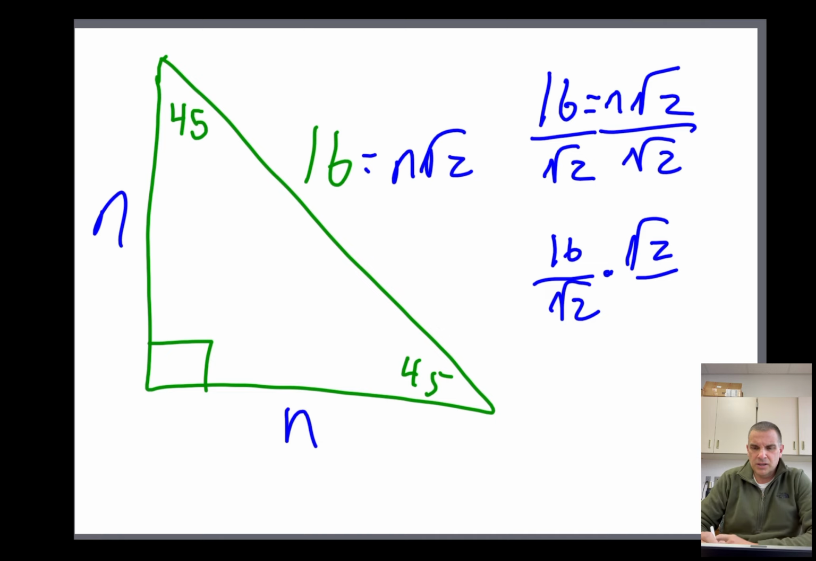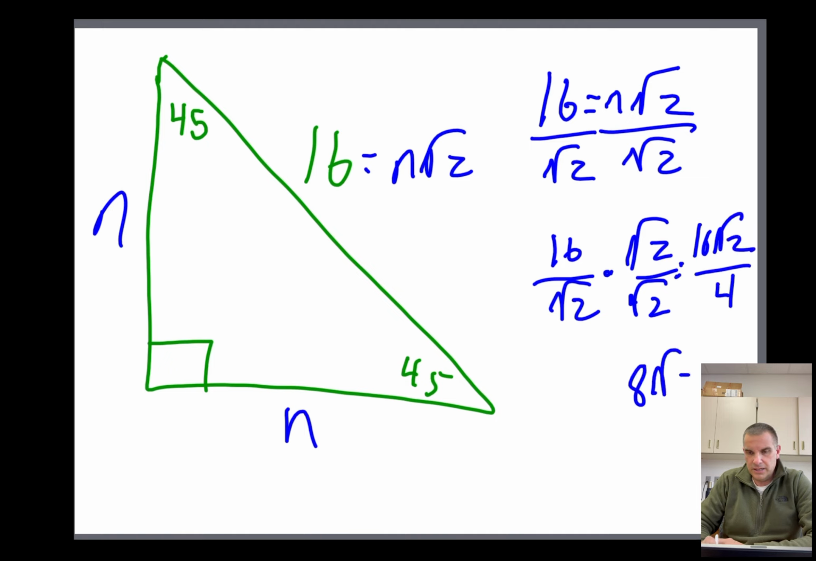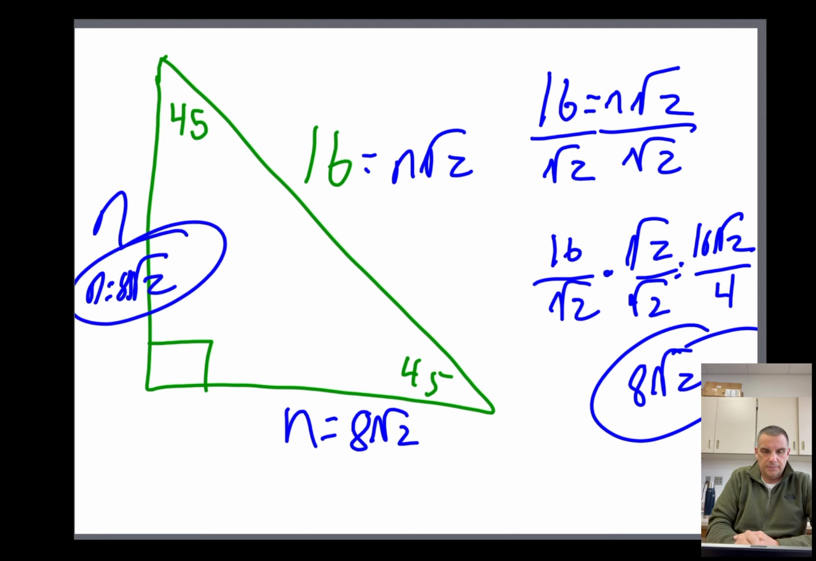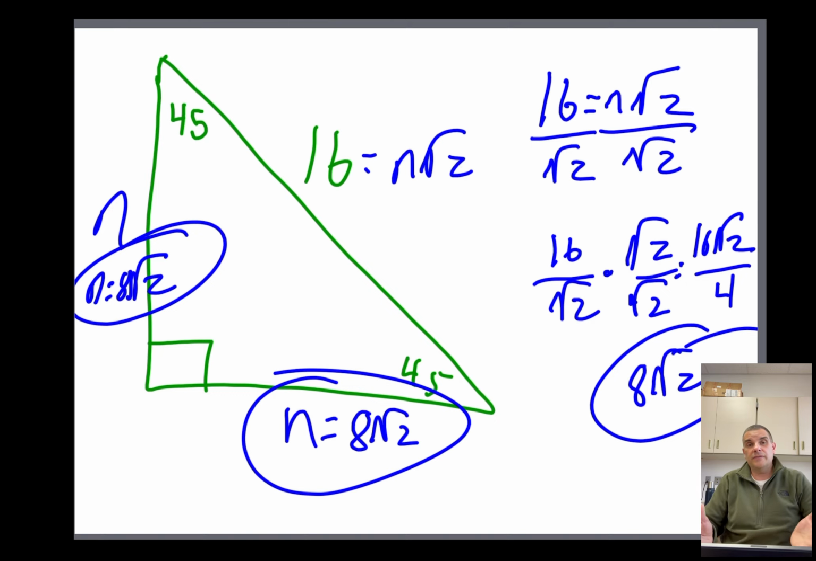Hopefully I can get it synced up. But anyway, we're going to multiply by radical 2 over radical 2, so that's 16 radical 2 over 4, which is 8 radical 2. There's your solution. That's what n is equal to. So the length of this side is 8 radical 2, and the length of this side is 8 radical 2 as well. So that's 45, 45, 90. And again, the two legs are the same. The hypotenuse is n times the square root of 2.